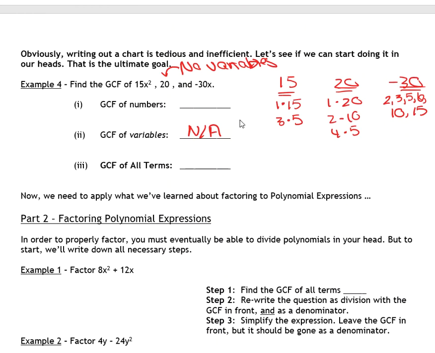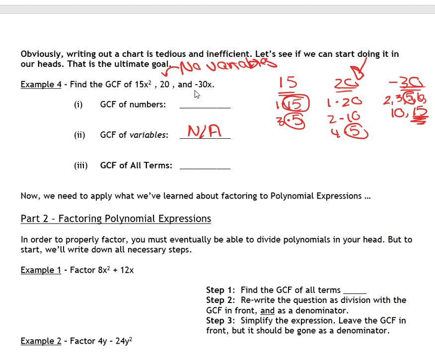The 5. 5 is all there. Now you might be thinking, well, no, there's more. There's a 15 here and a 15 here, but there's no 15 that's a factor of 20, so we can't use a 15. It has to be common to all of them.